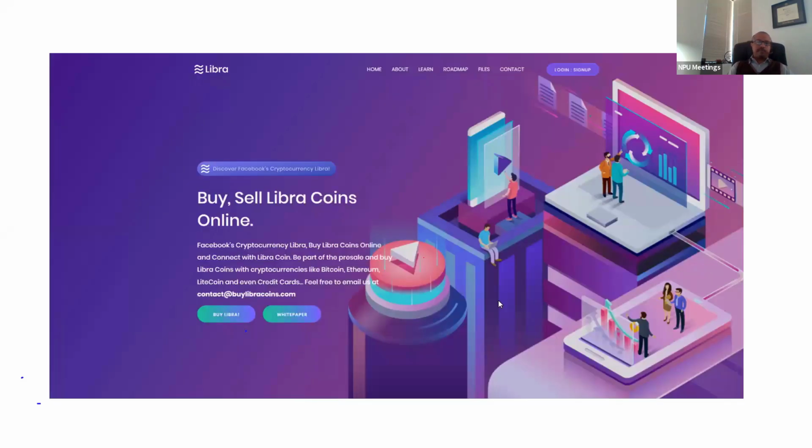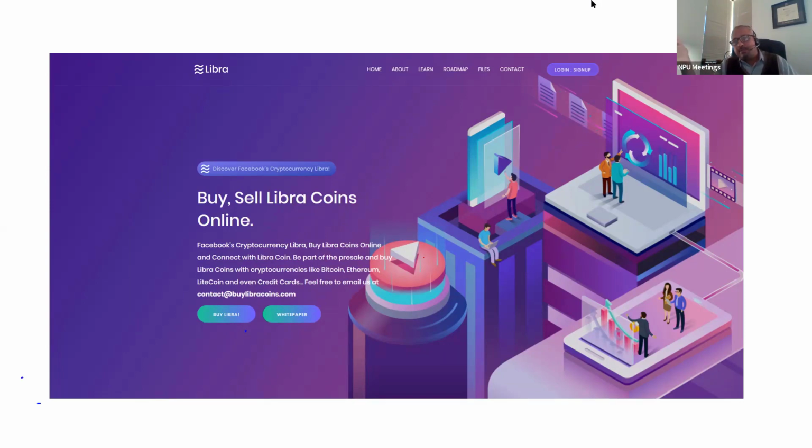Another problem with this is this. If you look at this website, and this is an existing website, I'm not going to give the website name because I don't want anybody to get fooled by this. But if you look at this website, you will see that they're actually saying buy and sell Libra coins online. Well, Libra is not out yet. Still not out yet. It's 2020, that's the earliest they're talking about. But there are websites saying we're going to sell you Libra.